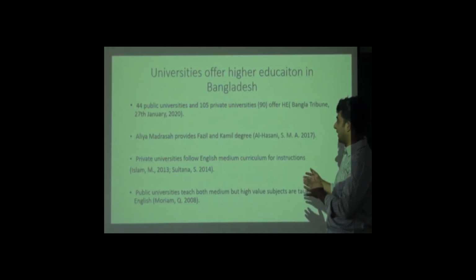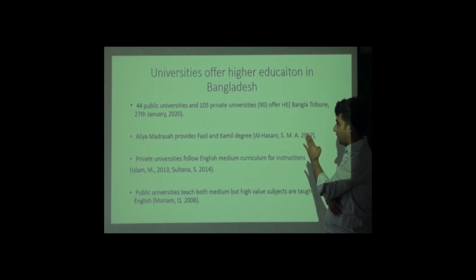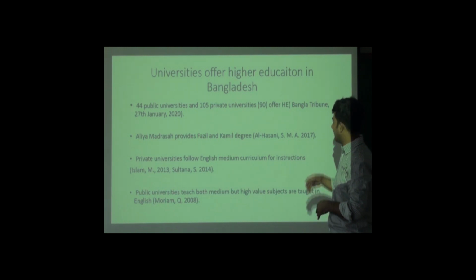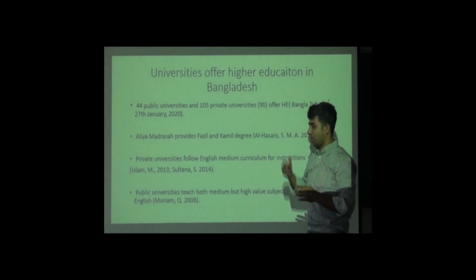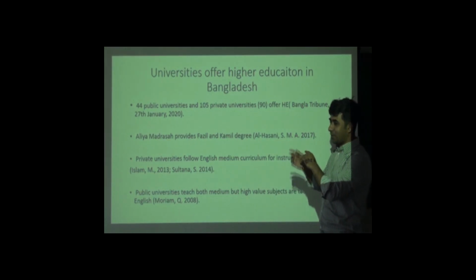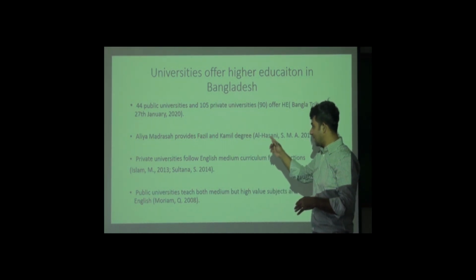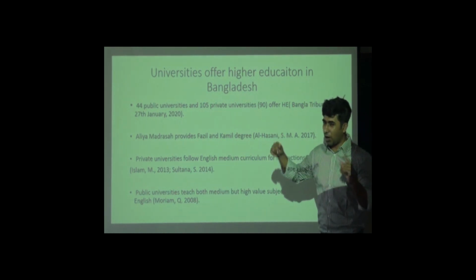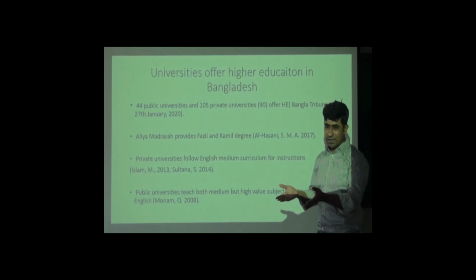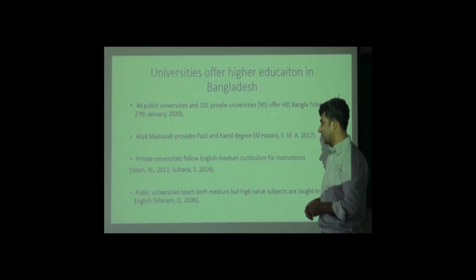Universities offer higher education in Bangladesh. At present, the study shows 44 public universities and 105 private universities, and 90 of them offer higher education in Bangladesh at the moment. That is scanned from Bangla Tribune, a Bangla newspaper, 2020. Aliyah Madrasa provides first-year income degree. Now, Aliyah Madrasa deals with Arabic as well as Bangla. So Fazil is equivalent to BA honors, and Kamil is equivalent to masters. There they study English, they study Bangla, and they focus on Arabic studies at the same time.